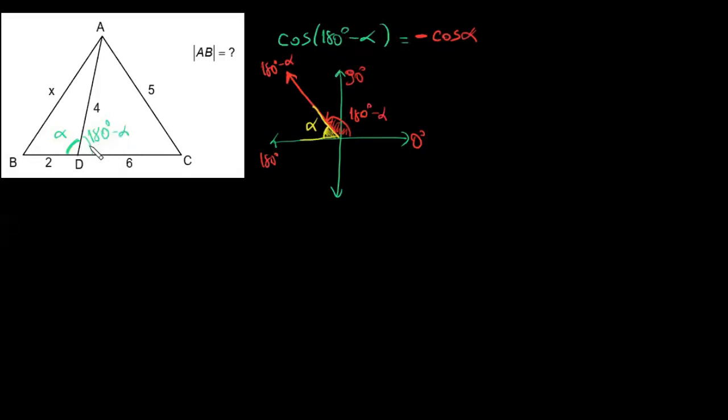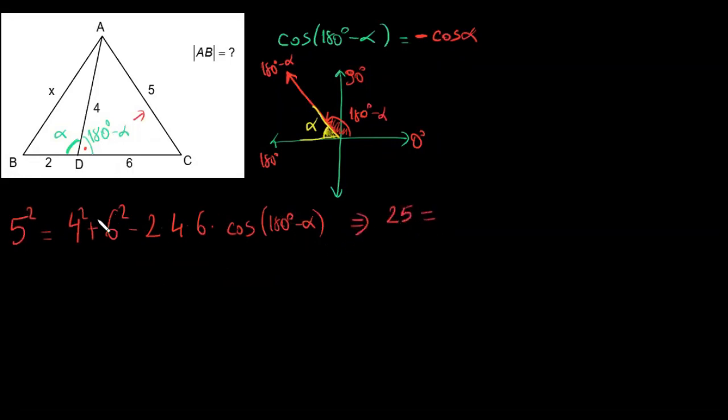Okay, now let's start. Look at the triangle ADC. The side opposite to this angle is 5. So we can write 5 squared is equal to 4 squared plus 6 squared minus 2 times 4 times 6 times cosine of this angle. It is 180 degrees minus alpha. Let's find the value of this. So 5 squared is 25. 4 squared is 16. 6 squared is 36 minus 2 times 4 times 6. So it is 8, 8 times 6, 48. 48 times cosine of 180 degrees minus alpha.